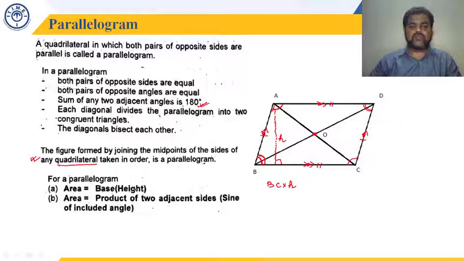And there is one more formula for finding the area of a parallelogram. Area can also be found as product of two adjacent sides into sine of the included angle. So for example, I can take side BC, side CD, and into sine of angle C. So if you take this side and this side, then you have to take this as the included angle. So you can also get the area of a parallelogram using this formula: product of any two adjacent sides into sine of the angle between those two sides.